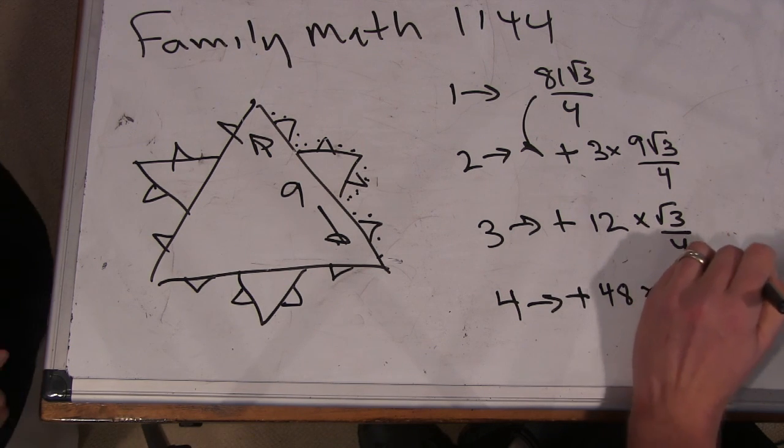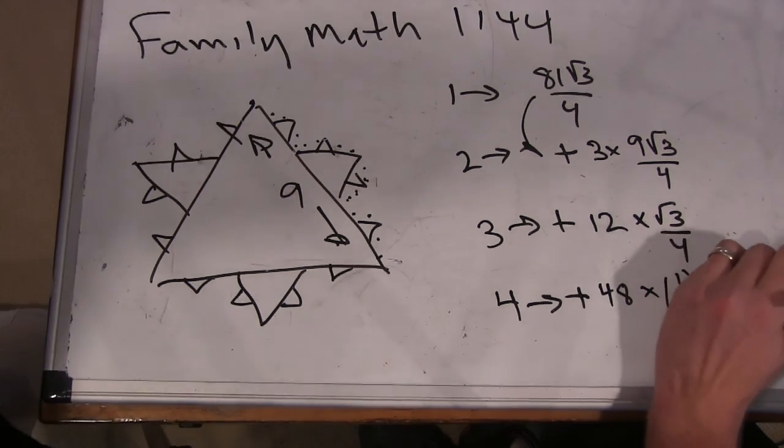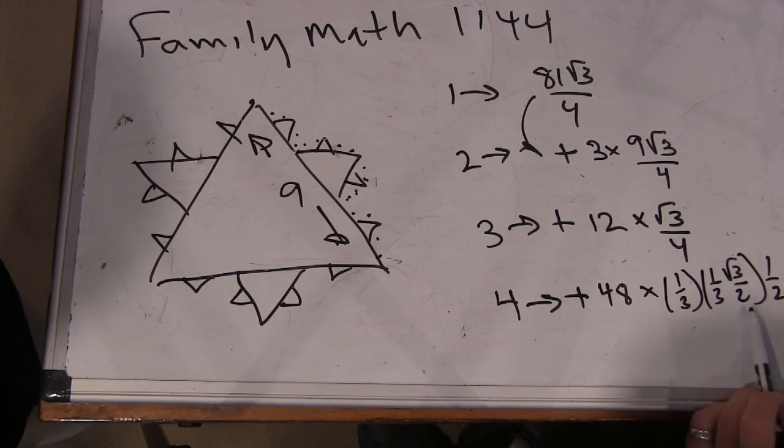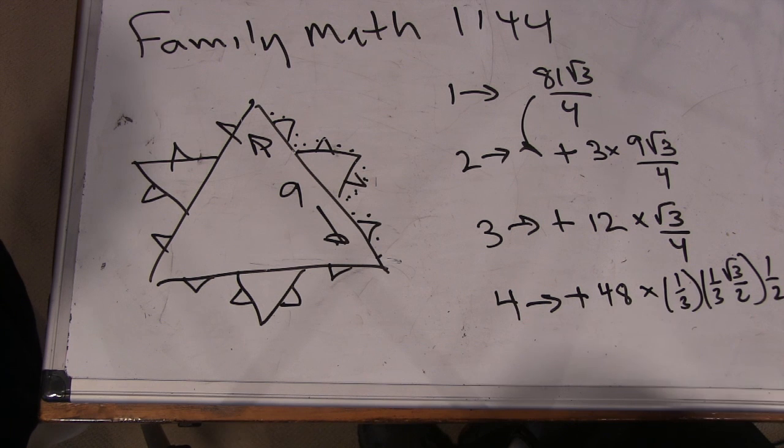Can you just check that I'm still on camera? Yep, you are. Okay. So a third times a third root 3 over 2, and then half of that. Yep. Okay.